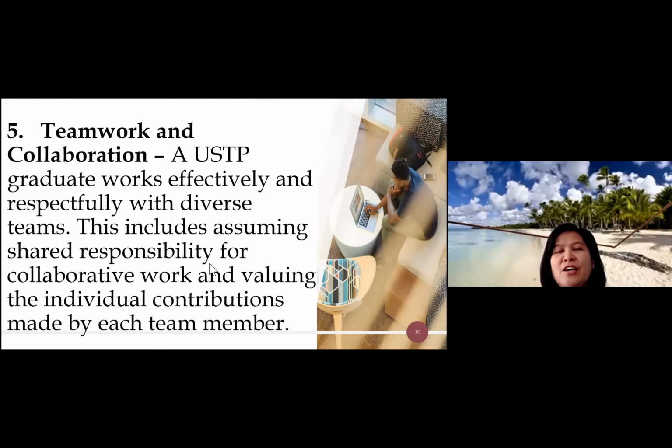Teamwork and collaboration. We try to develop in our graduate. A USTP graduate works effectively and respectfully with diverse teams. This includes assuming shared responsibility for collaborative work and valuing the individual contributions made by each team member. So I think the key words here are diverse teams. So we will be working with various groups. And it is hoped that even as you develop this in yourself, you will also be able to teach this to your students through example. No? Respect and valuing the individual contributions made by each team member. So valuing and respecting each one. So if we do that among ourselves, then it will be easier for us to show how to do that to our students.